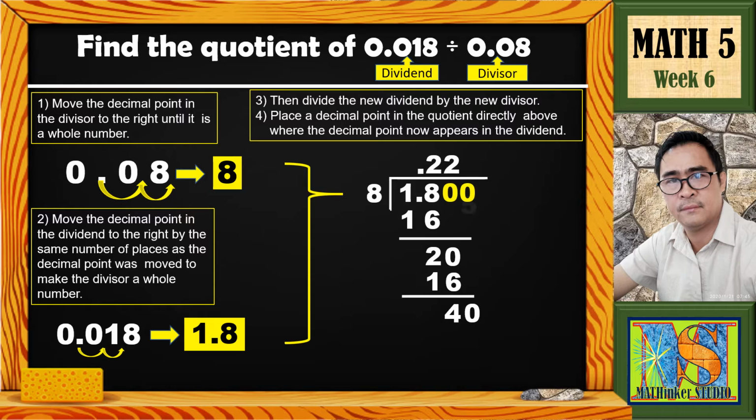So, 40 divided by 8 is equal to 5. Then, let us multiply. 5 times 8 is equal to 40. Then, let us subtract 40 minus 40. The difference is 0. So, sa kasong ito, magdagdag tayo ng magdagdag ng 0 sa ating dividend hanggat makakakuha tayo ng 0 as the difference.